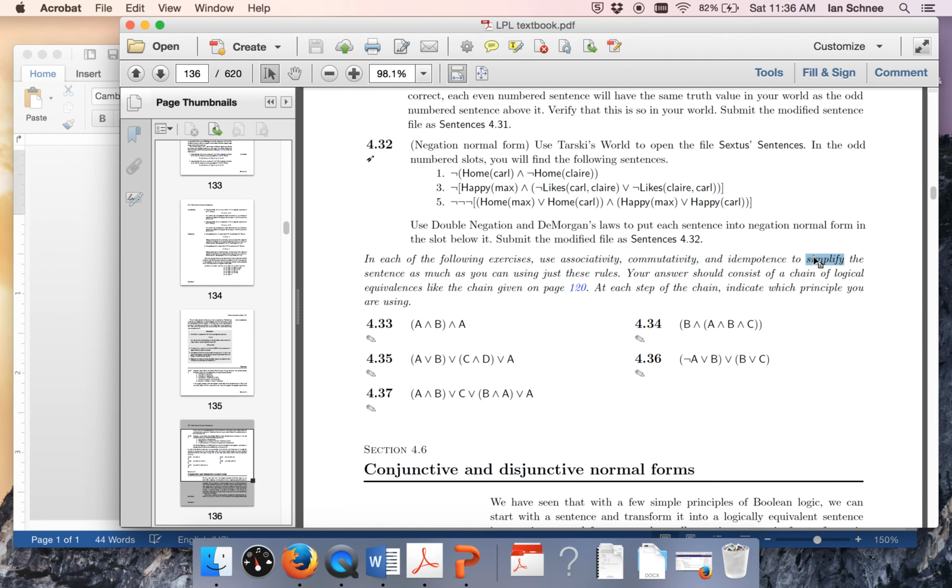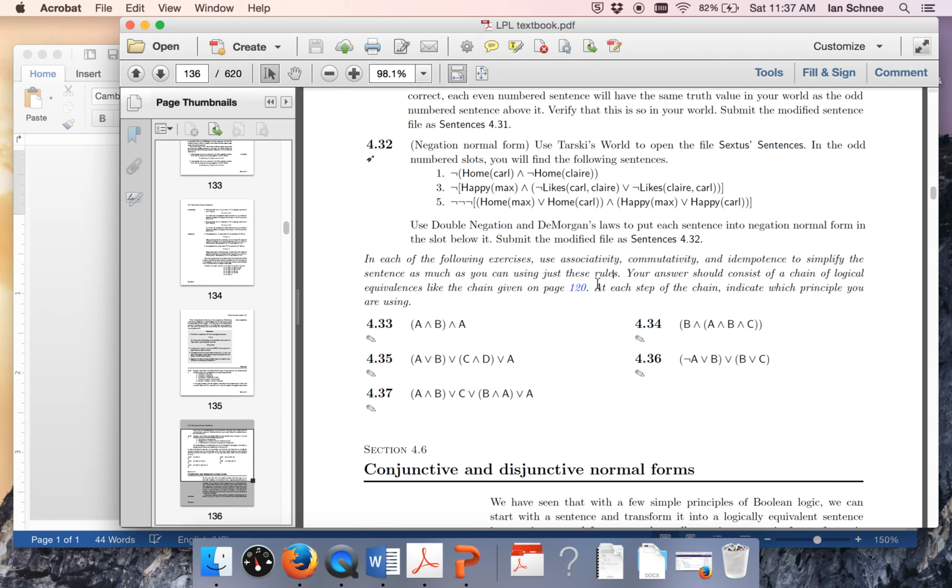The form you should give your answer in is a chain of equivalences, a chain of equivalence proof, such that every step in every line of the proof is equivalent to the original one. And every step also must be justified by the principle that you're using. You can do multiple applications of one principle in a single step, that's fine, but we want you to separate out every individual step and every individual principle you use. So no compressing steps together if they're using different principles.